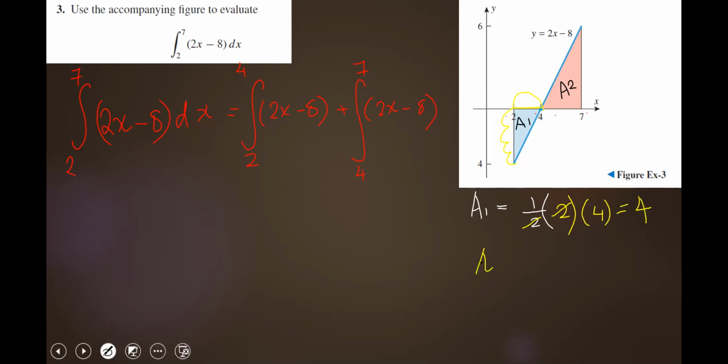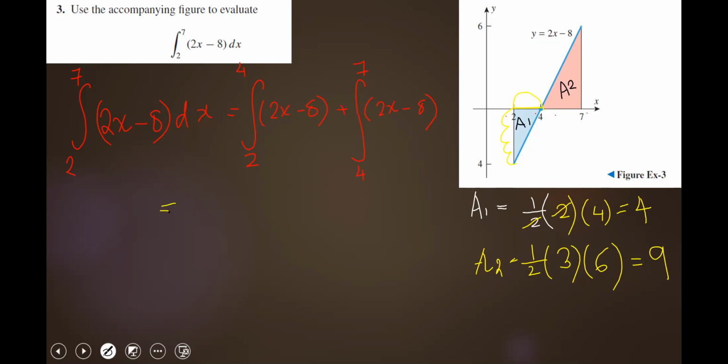Let's find now A2, half. What is the length of the base? 4. Why 4? 7 minus 3, 4. And the height? 6. 6, exactly. So A2 now is 9. Is it clear now, Shahid? Yes. Okay, now let's continue here.